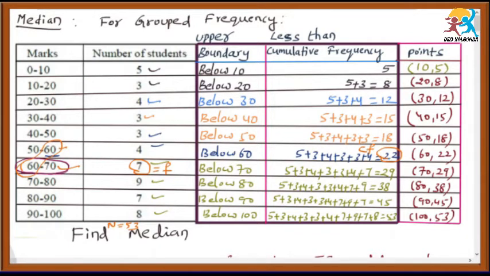So here I have chosen the upper boundary and less than cumulative frequency. In the next one, instead of the upper boundary, take the lower boundary, and instead of less than, you can write greater than cumulative frequency. So let us discuss that one also.